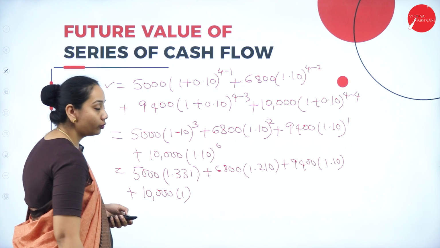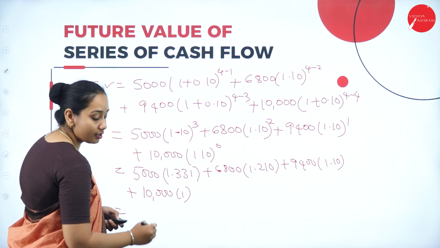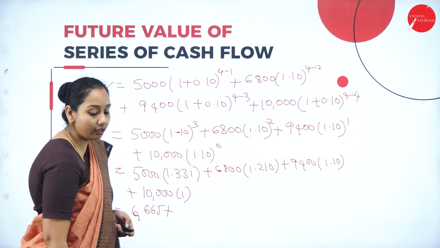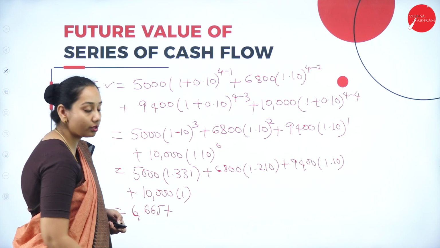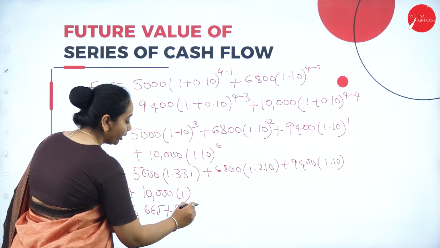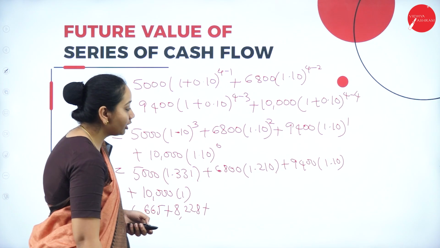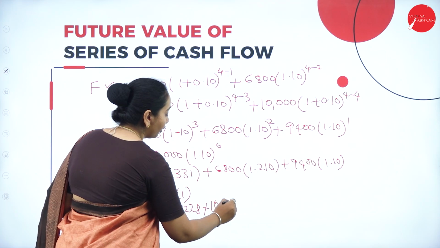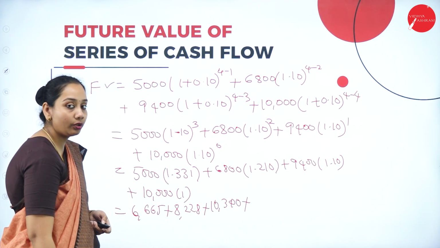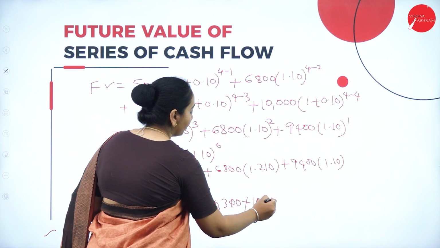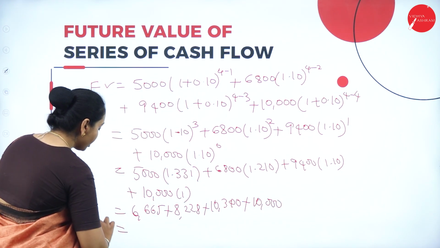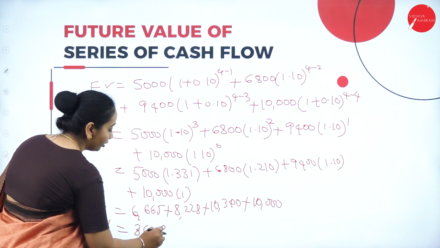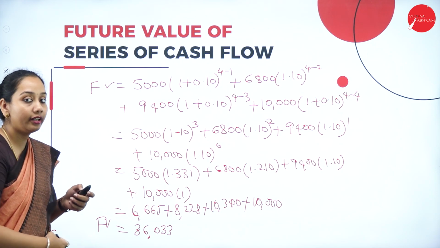So 5,000 into 1.331, we'll get 6,665, plus 6,800 into 1.210, we'll get 8,228, plus 9,400 into 1.10 will get 10,340, plus 10,000 into 1 will get 10,000. So if we add all these, the future value will be 36,033. So this is how you calculate the future value.